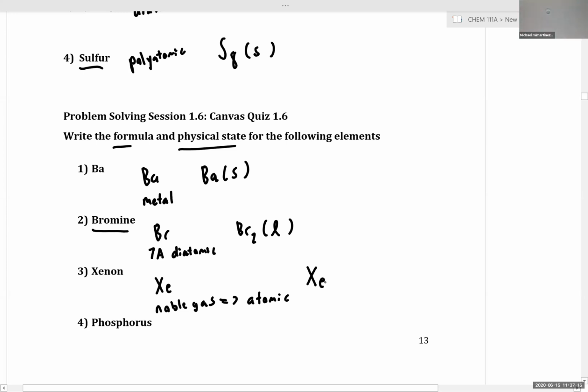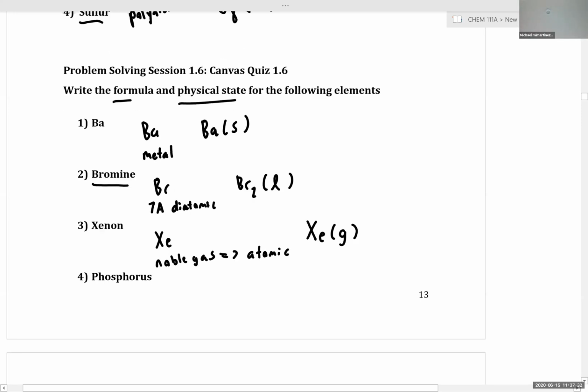The halogens are diatomic. Now, what state symbol should we put for the noble gas? Yeah, gas. Perfect. Thankfully, the noble gases are easy to remember because it's in the group name, which is why I have everyone memorize the group names.